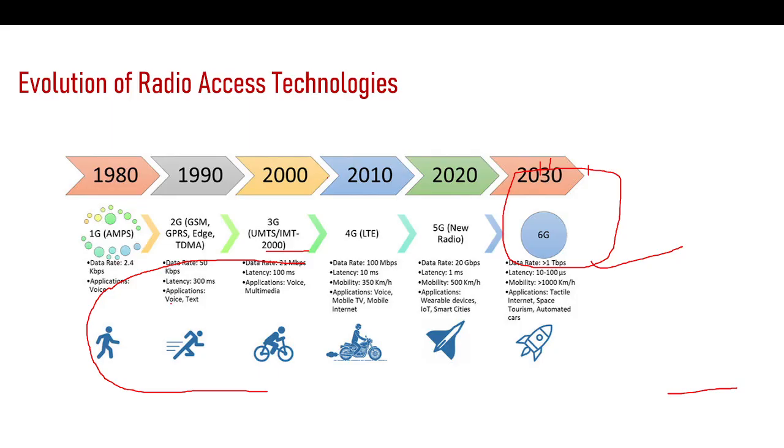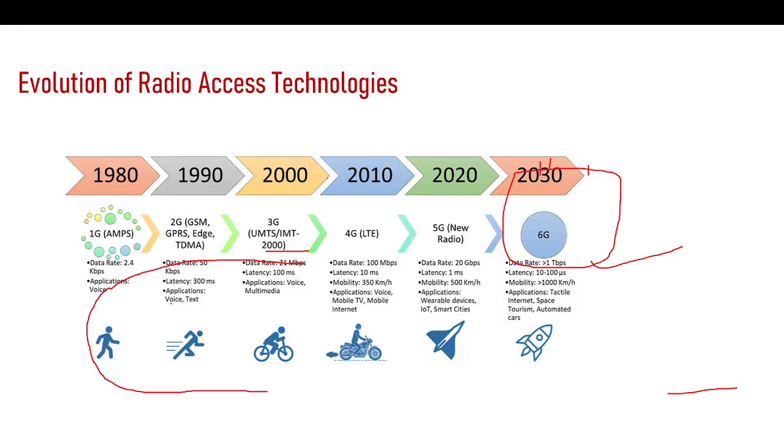And we are now introducing new requirements like mobility. When you look at the applications, we have voice, mobile TV, and mobile internet. Now we have so many other applications, TikTok, Facebook, and many others coming in, and many requirements that we need to be able to meet. Then comes 5G. We are talking of 20 Gbps and a latency of 1 millisecond. You can see the mobility requirements. And now we have many applications: wearable devices, IoT, smart cities.